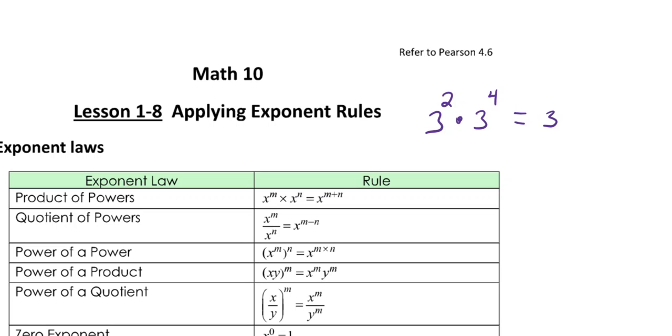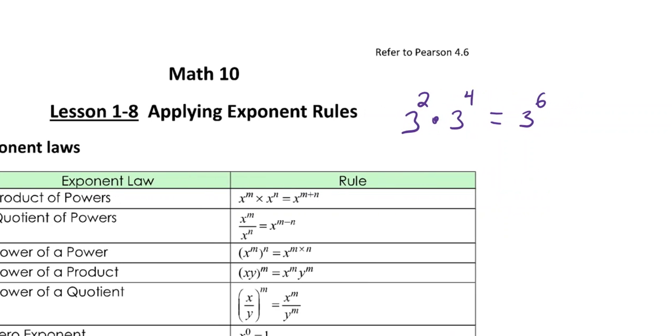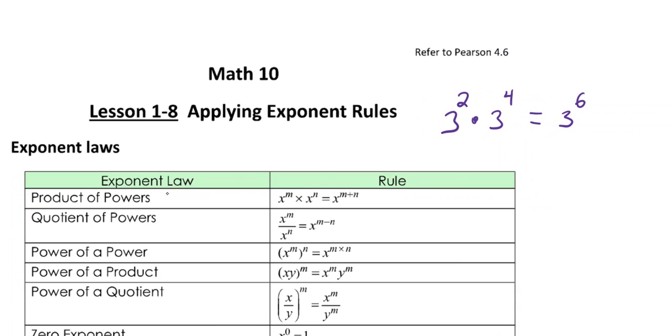So what did you do there, right? If they had the same bases, you add the exponents. So that was 6, right? Okay, well, that's what our first exponent law is. It's the product of powers. And it's written a little different, but you see that it's x to the power of m times x to the power of n is equal to x to the power of m plus n.